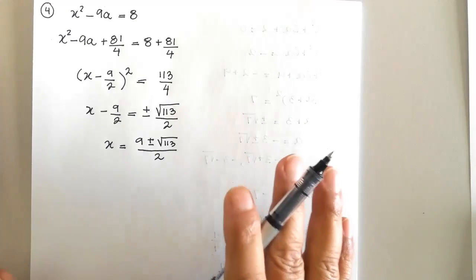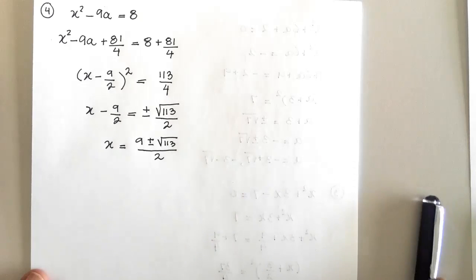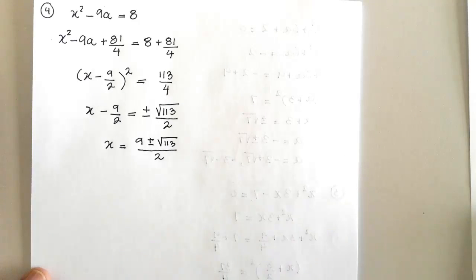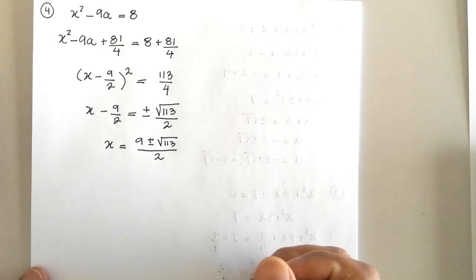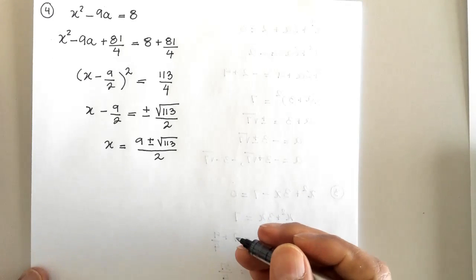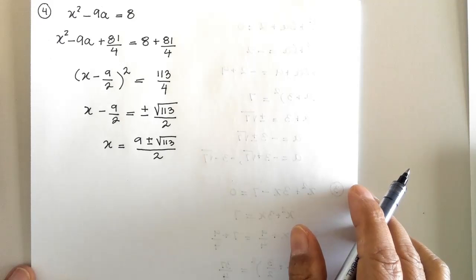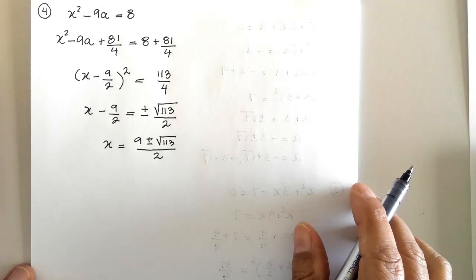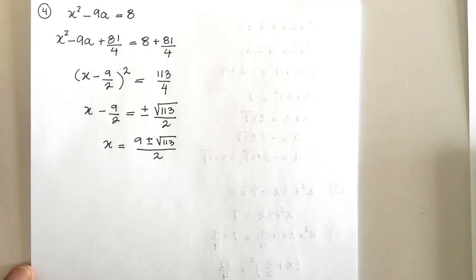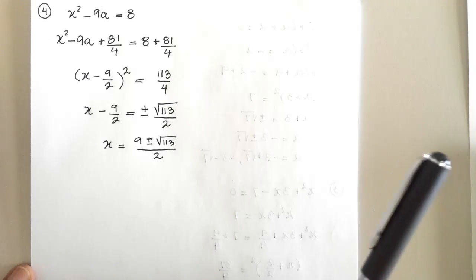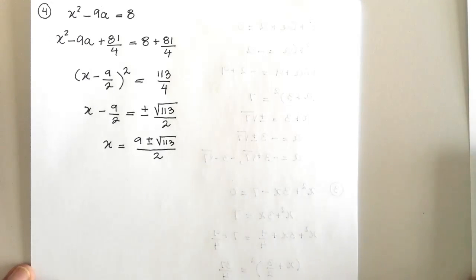So we are done with the monic. We have done completing the square for monic, and in the next video we are going to do the non-monic. We're going to see how we solve a quadratic equation using completing the square when we have a non-monic equation. So that will be in the next video.